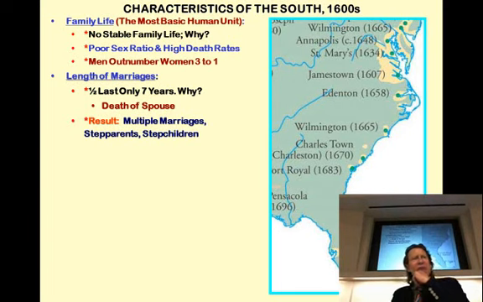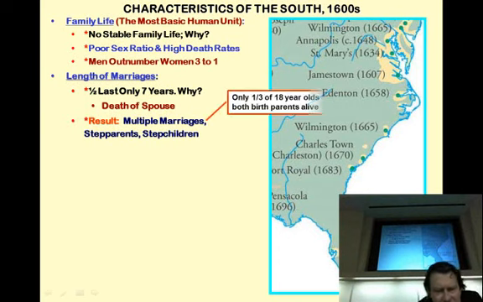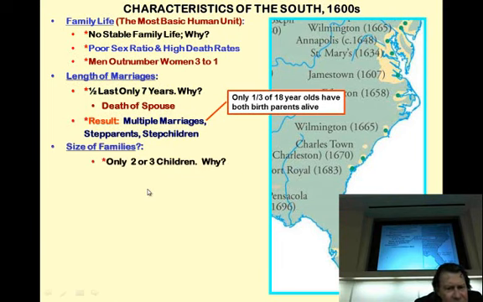So the situation that developed family-wise in the South, in the Chesapeake, was that the families that existed often consisted of a bunch of step-parents and a series of step-children. Very little continuity. Only 1/3 of the 18-year-olds had both parents alive. That means that they're being raised by step-parents. A lot of discontinuity among the generations. Typical family size is quite small.